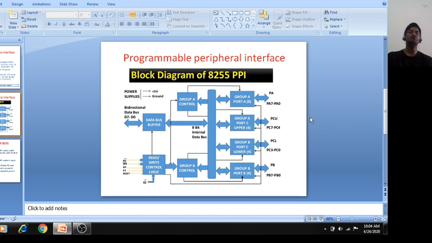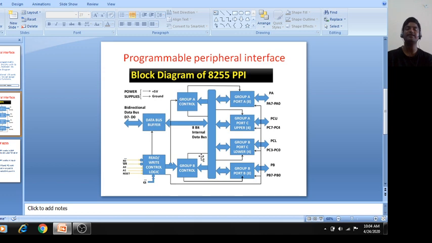And it has two control groups, control group A and control group B. Control group A contains port A and port C upper. And control group B contains port B and port C lower. Means each control group contains 12 lines.